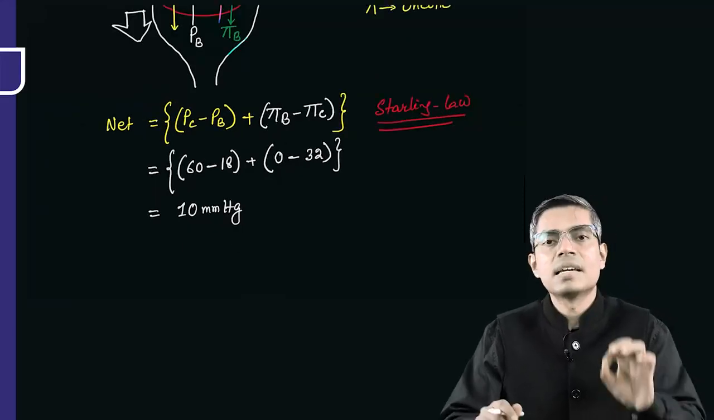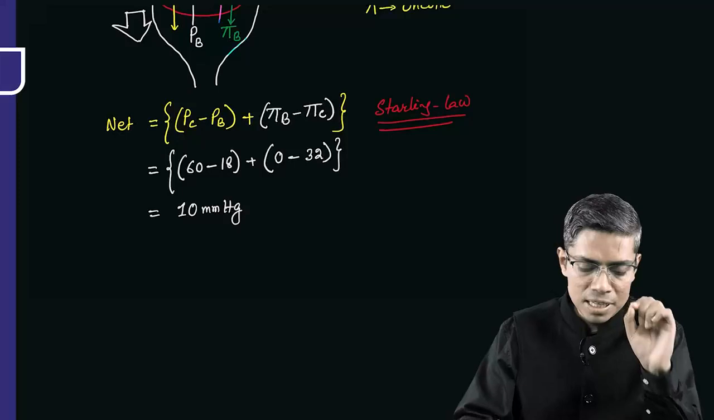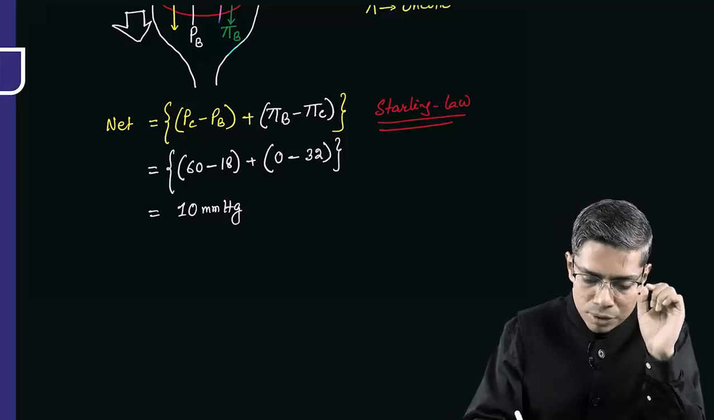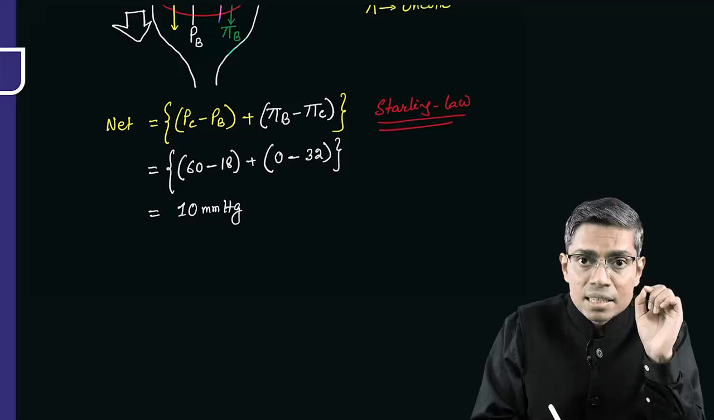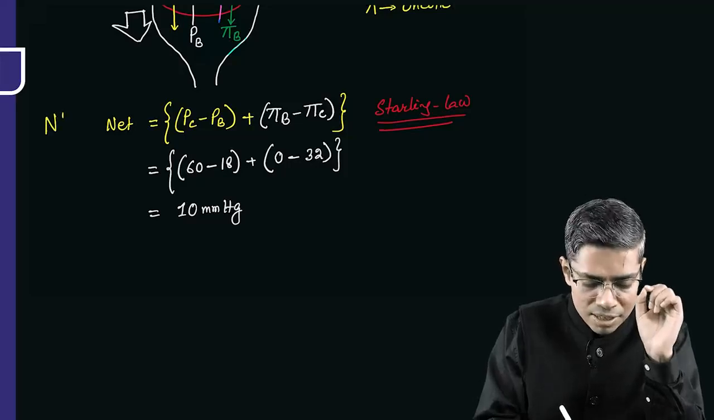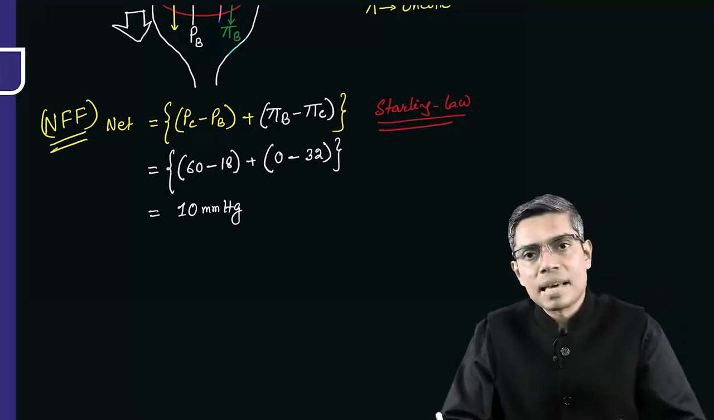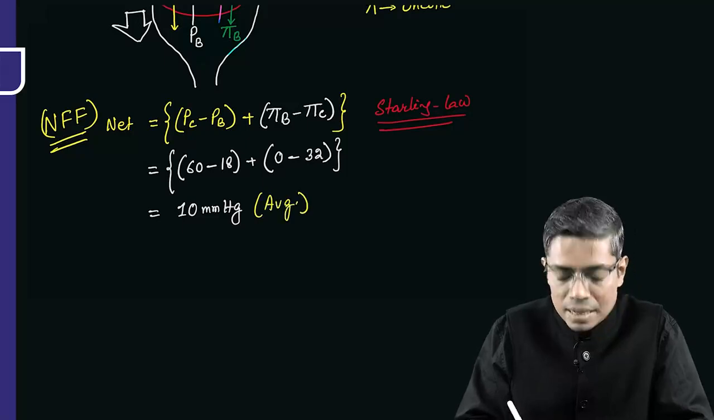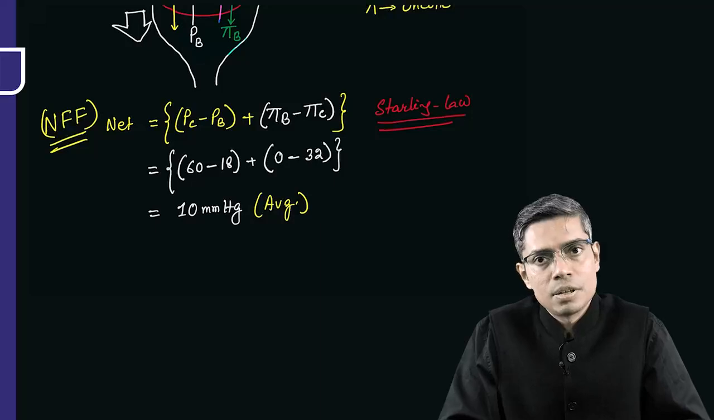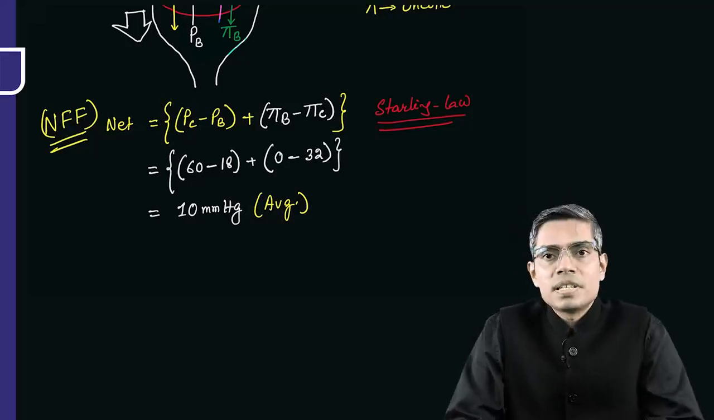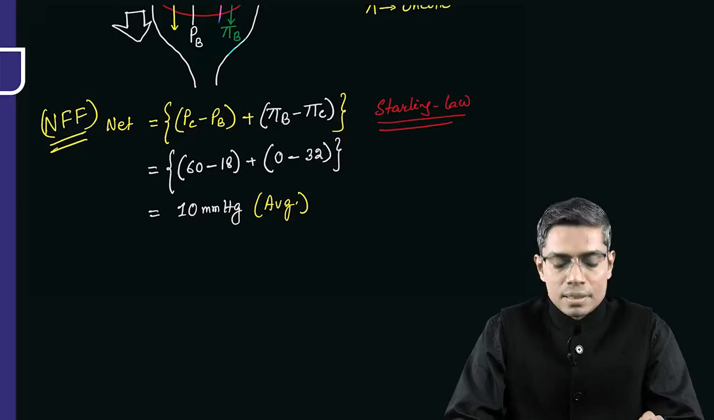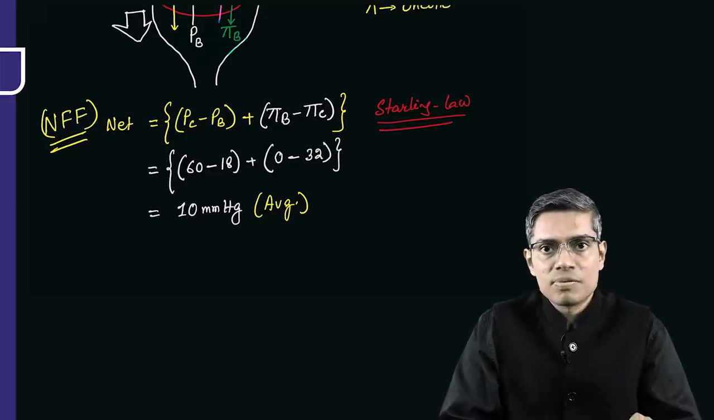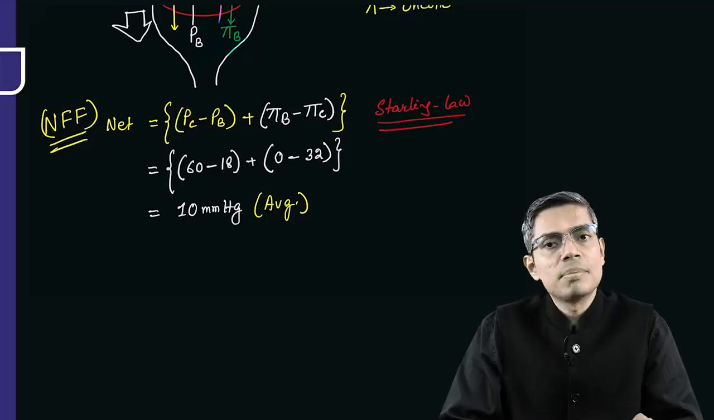And this is an important MCQ. Please remember that the question will be like this: the net force for filtration at the level of glomerular capillary is 10 millimeter of mercury. This is the average force. Okay, there is some controversy in some guidebooks, but please remember that the net force for filtration at the level of glomerular capillary is 10 millimeter of mercury.